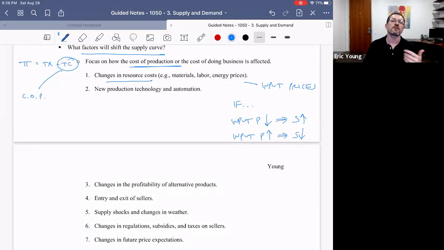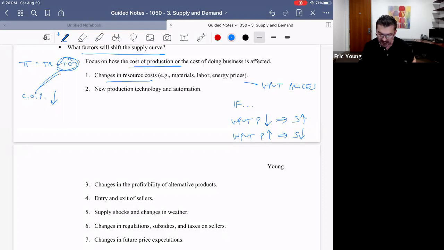Think about this from the point of view of the supplier. If input prices fall, if labor is cheaper, if raw materials are cheaper, if energy prices fall, your profits go up because your cost of production is going down. And when that happens, you're very happy and you have an incentive to produce more, to make more profit, and that will raise your supply.